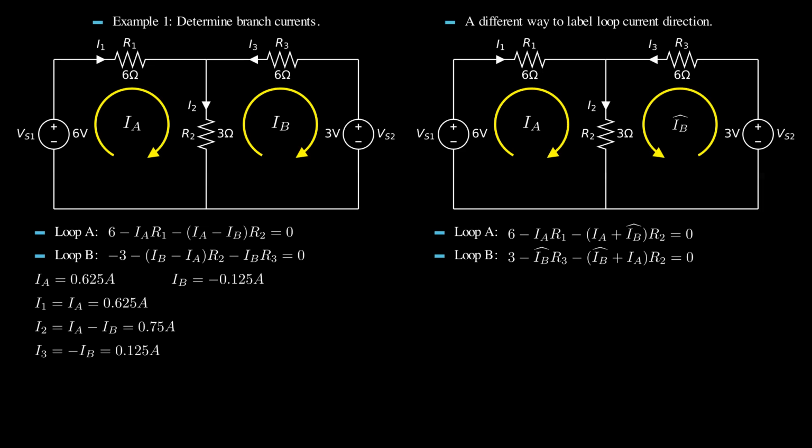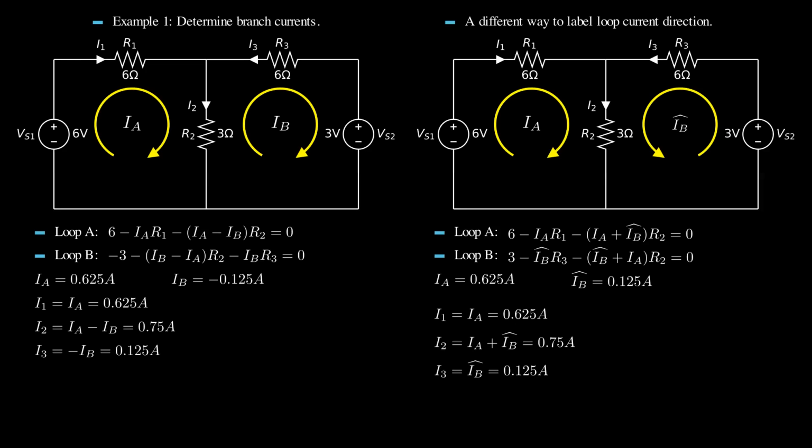By solving the two equations, we will find Ia equals 0.625 amp and Ib hat equals 0.125 amp. Ib and Ib hat are exactly the same, although their magnitudes are negative to each other. Their directions are also opposite to each other. Finally, we can find that I1 equals Ia, I2 equals Ia plus Ib hat, and I3 equals Ib hat. All the solutions are the same.